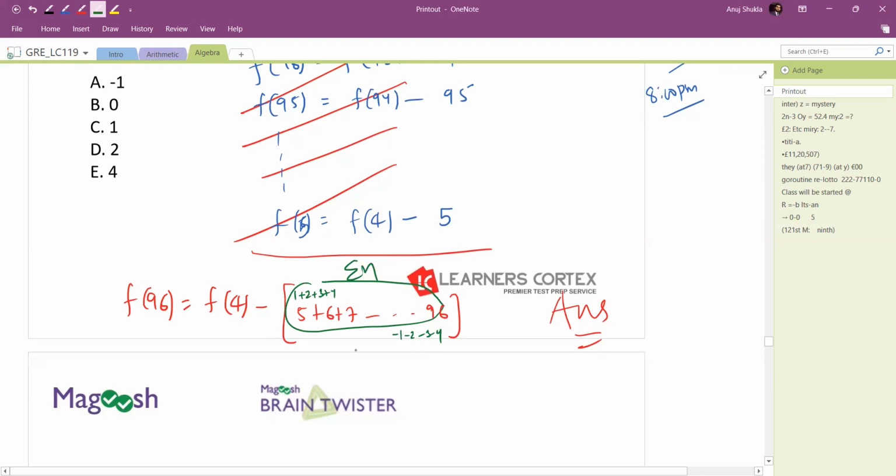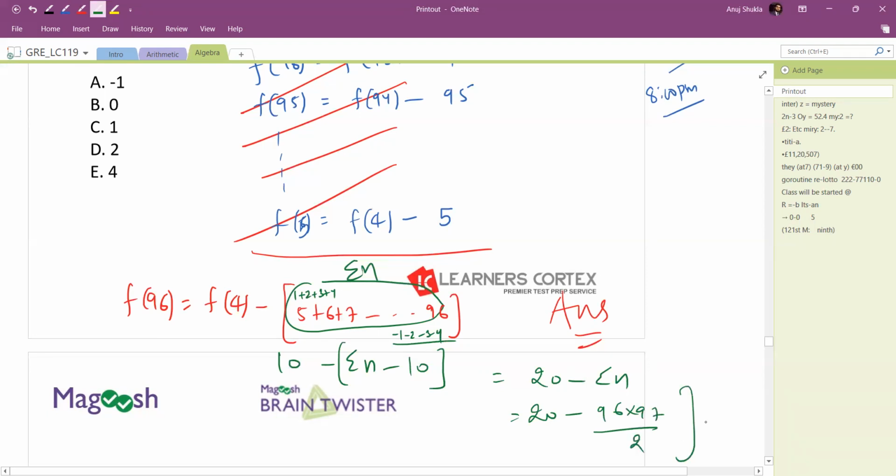And then the answer is sigma n minus 10, right? Sigma n minus 10. My f of 4 value is 10. This will give you 20 minus sigma n. Sigma n value is 96 into 97 divided by 2. Solve this thing and you'll get the answer. Yes?